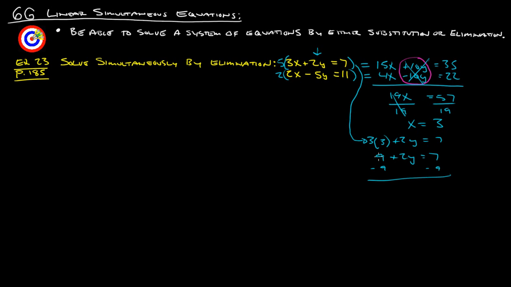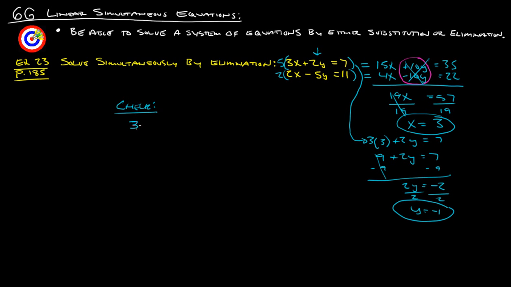Subtract 9 from both sides, and that goes away. We get 2y equals negative 2. Divide both sides by 2 and we get y equals negative 1. So we've got x equals 3 and y equals negative 1. So let's double check to make sure that it works.